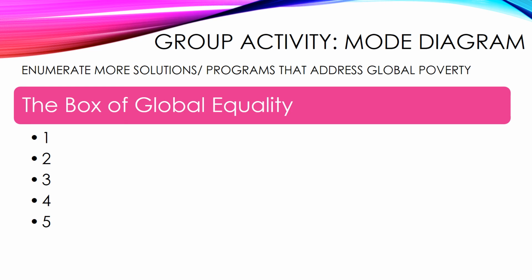Next, we have another activity, which is called the box of global equality. Here, enumerate more solutions or programs that address global poverty. Again, you just have to enumerate more solutions or programs that address global poverty by identifying them. Just as simple.